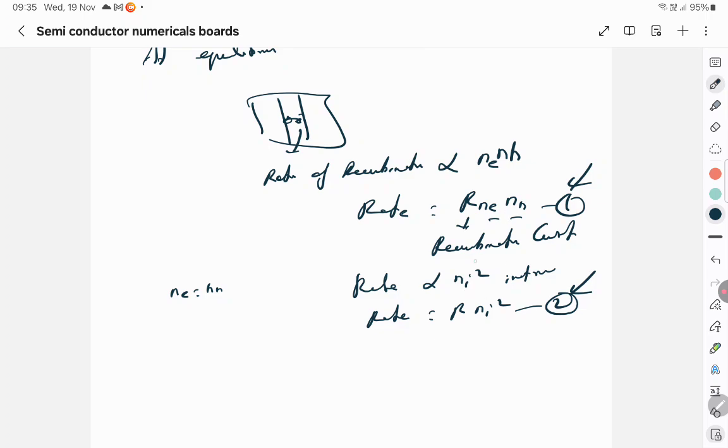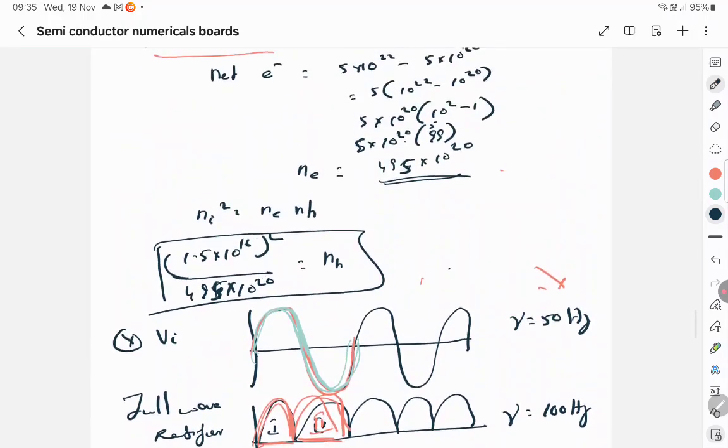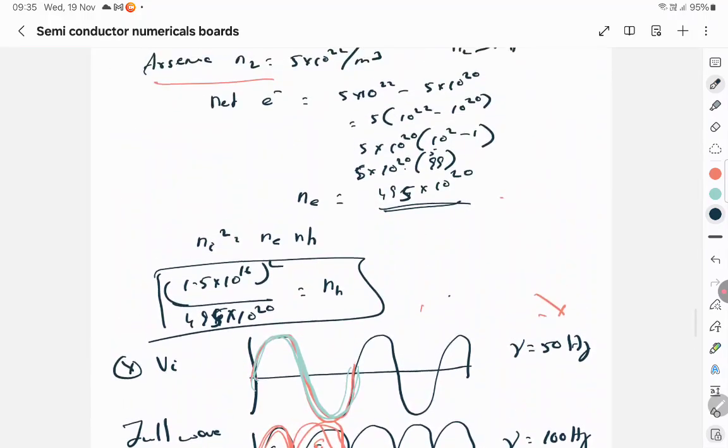So equate both. R and R get cancelled. Ni square is equal to Ne into NH. So that is the new formula that you get at equilibrium. At equilibrium, you are equating both extrinsic and intrinsic, because both of them will not conduct at equilibrium. Now whether you buy an intrinsic or extrinsic.